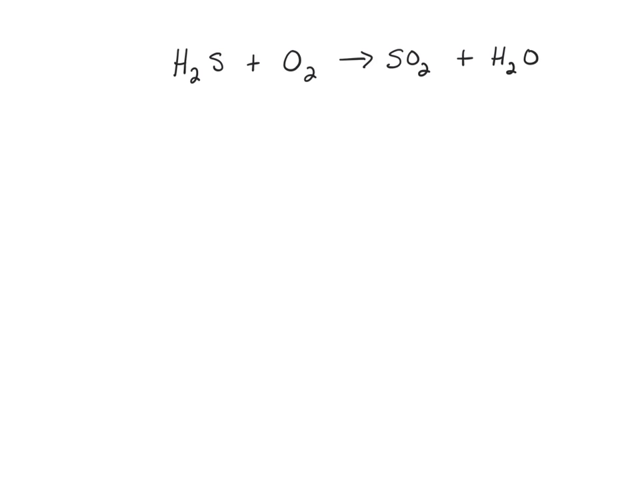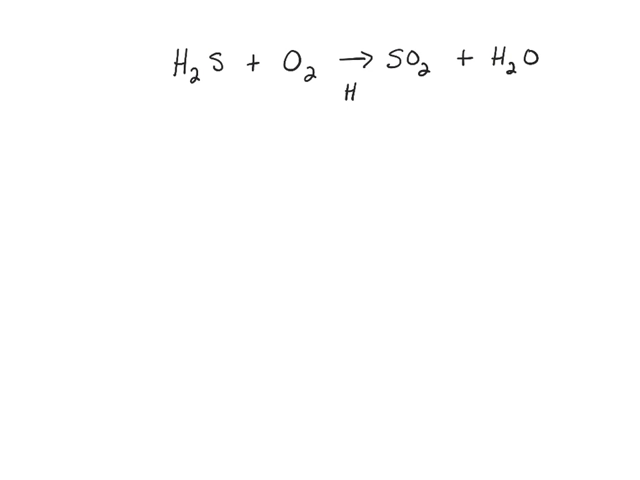So the first thing I'm going to check is, is this balanced? Well, I've got 2 hydrogen on this side, and I've got 2 hydrogen on this side, so I'm good there. I've got 1 sulfur and 1 sulfur. I have 2 oxygen on this side and 3 oxygen on that side. So this is not balanced. So I've got to go ahead and balance this before I can do anything else.